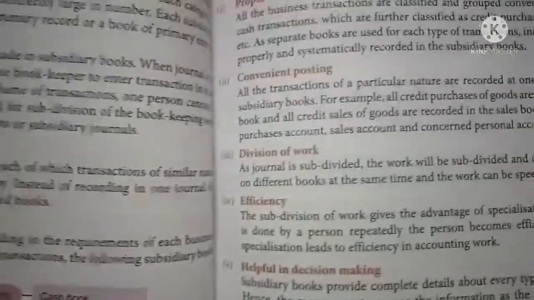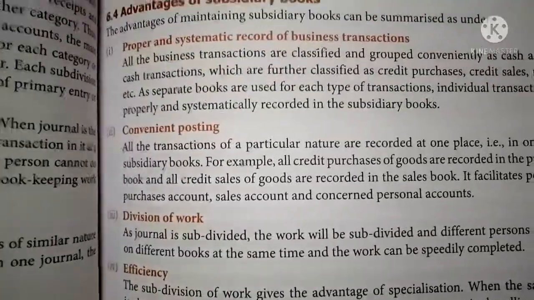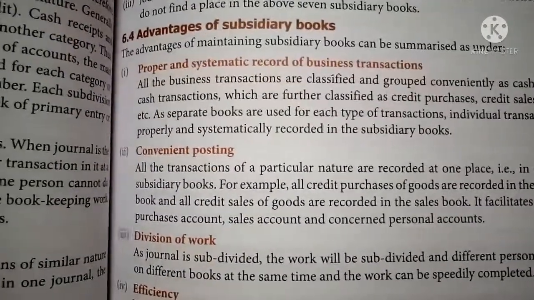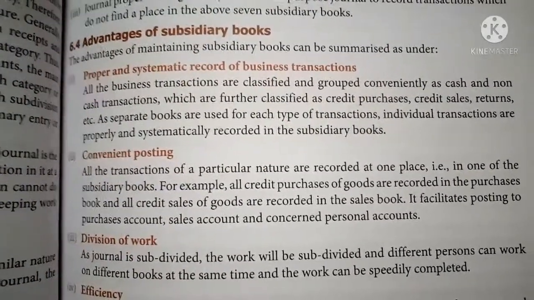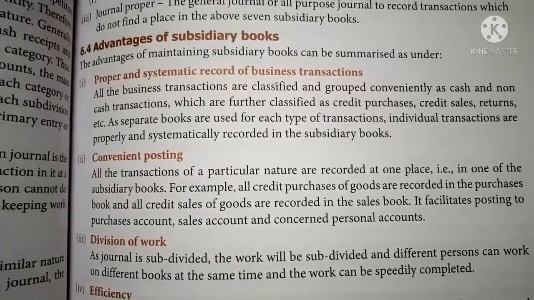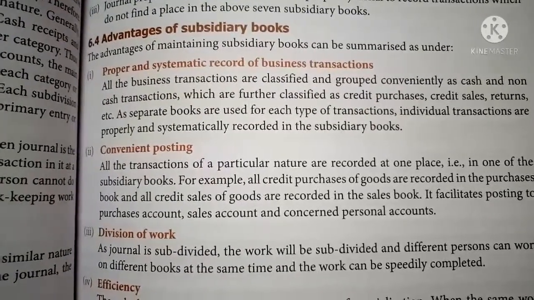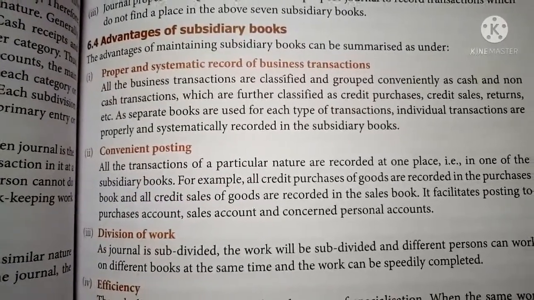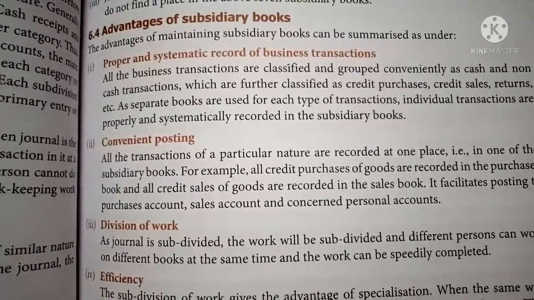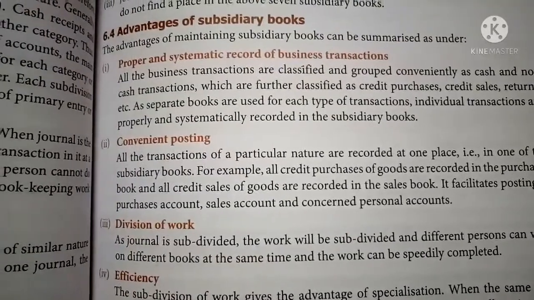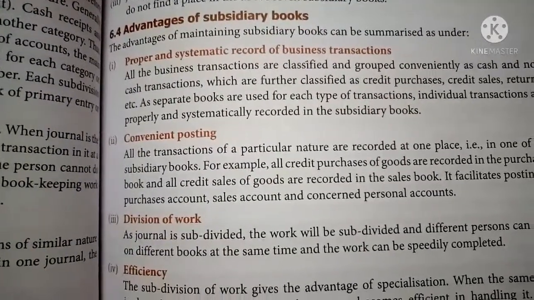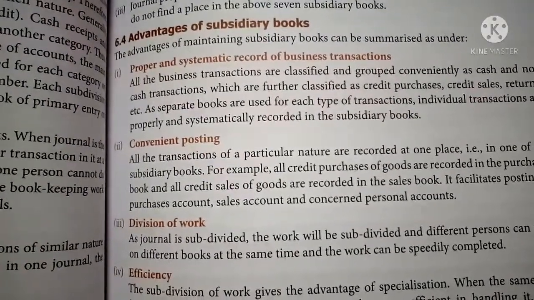There are some advantages of using subsidiary books. First, it is a proper and systematic record of business transactions. It is just like a journal book, but it is a special journal book. We can use the same double entry system of bookkeeping, and we maintain a number of books for each and every type of transaction.